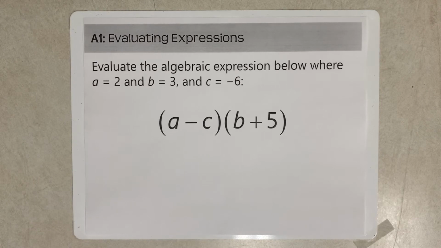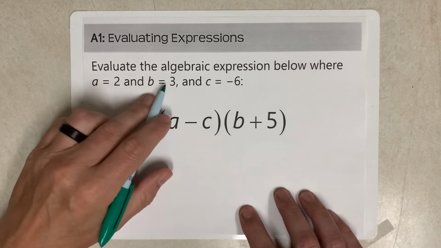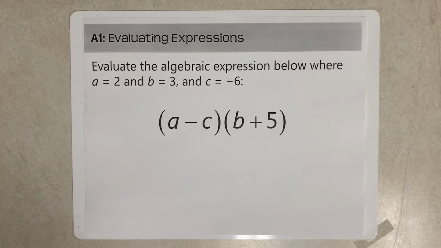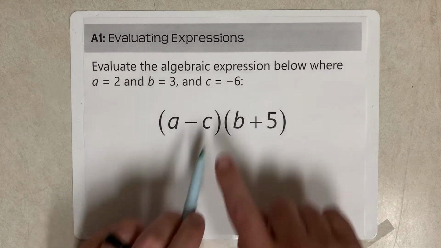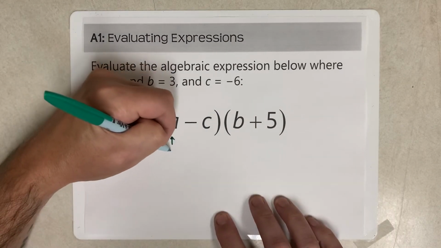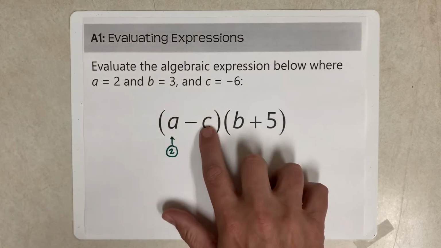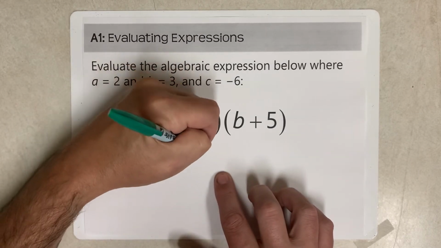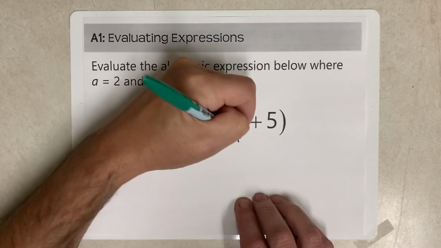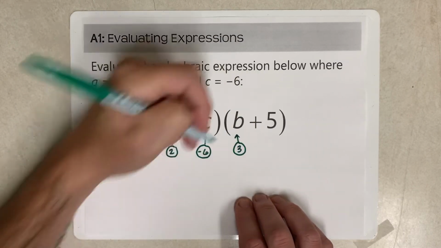Okay, here's the next one. A is 2, B is 3, C is -6 again. I think I just kept using those same three numbers and changing the expressions because it doesn't really matter what these three numbers are. You just need to know how to plug them in and then simplify. It's the expression that changes every time to something different. So we have A is 2. Now C is right here. That's -6. B is 3. So I gotta be really careful how I plug these in.